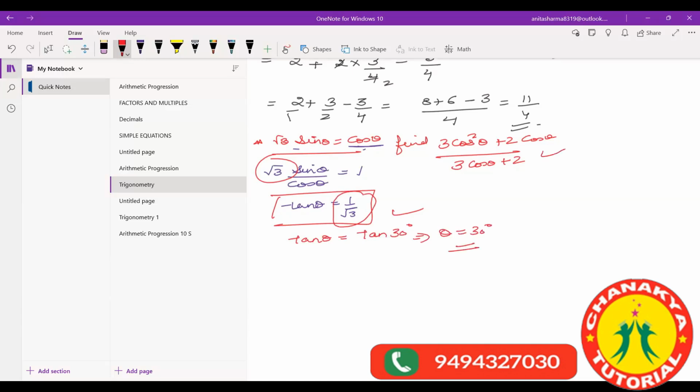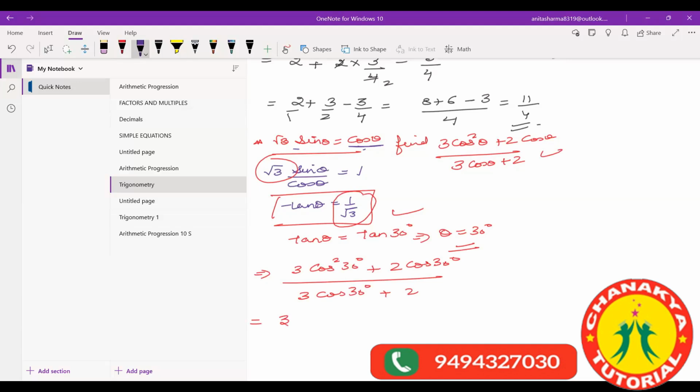So, just put the value of theta in this. So, 3 cos square 30 degree plus 2 cos 30 upon 3 cos 30 plus 2. Okay. So, now 3 cos square 30.